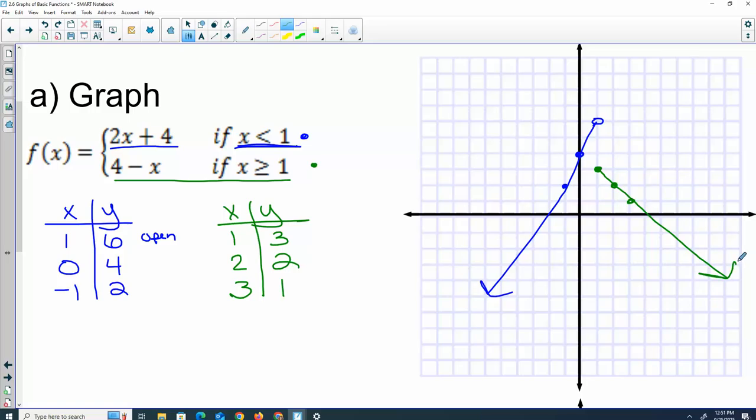Quick check at the end. This should be a function, so it has to pass the vertical line test. So if you messed up and extended one of your lines the wrong direction, you should catch it then. That's also a good place to check and make sure I don't have 2 closed circles on top of each other. Okay, so you can find your errors there.